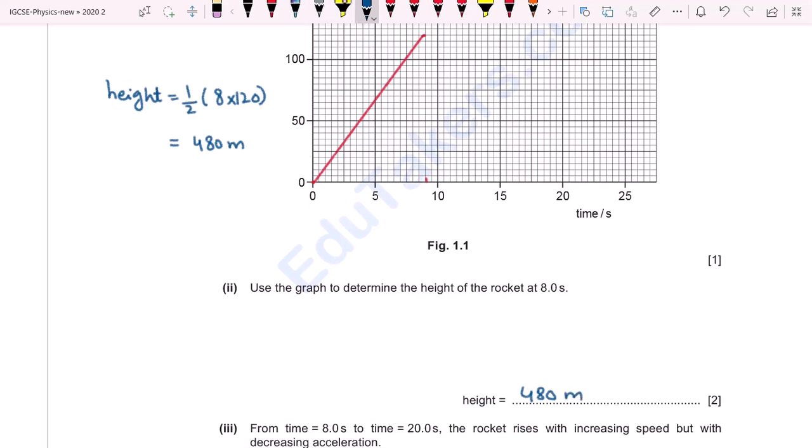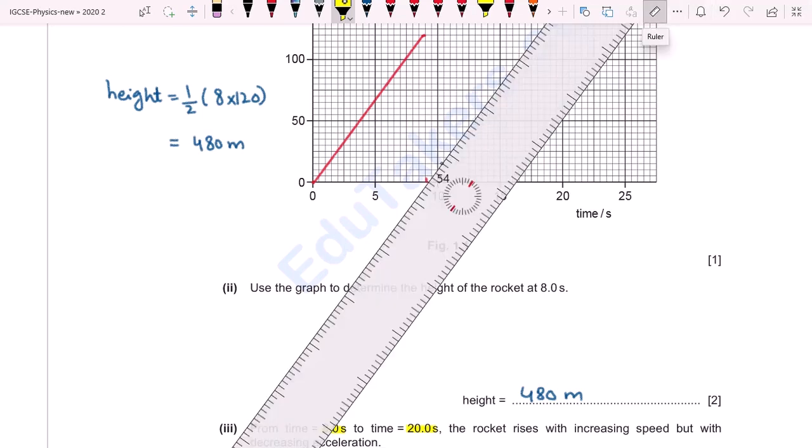Next part, from time 8 seconds to time 20 seconds. Two times are given. First is 8 seconds and the other time is 20 seconds. The rocket rises with increasing speed but with decreasing acceleration. Here we have to draw this on the graph, starting from 8 seconds to 20 seconds. We draw a curve that shows that the rocket rises with increasing speed but with decreasing acceleration.